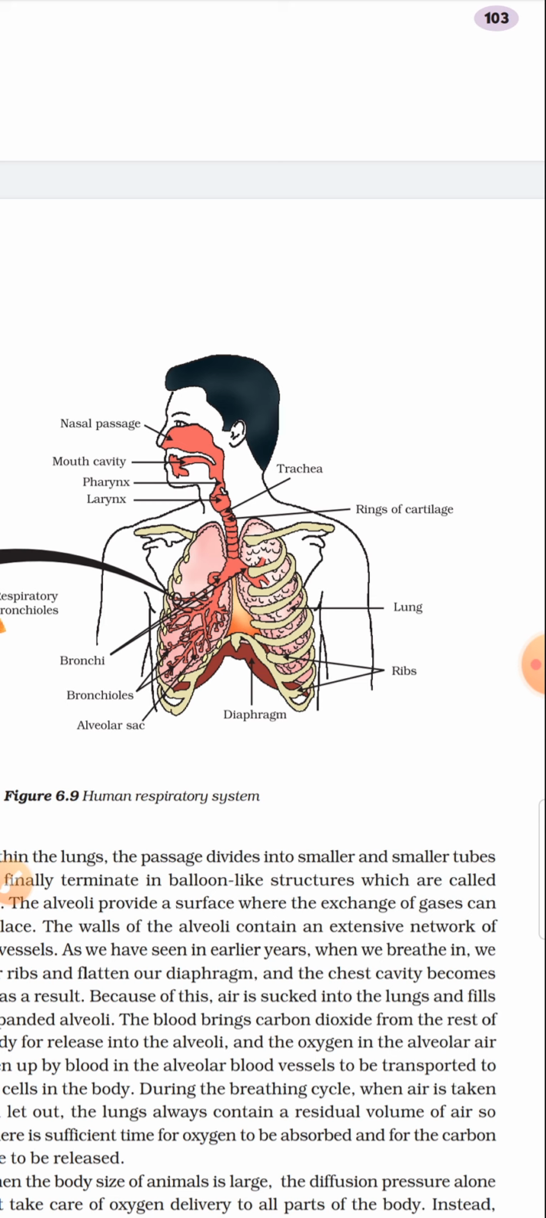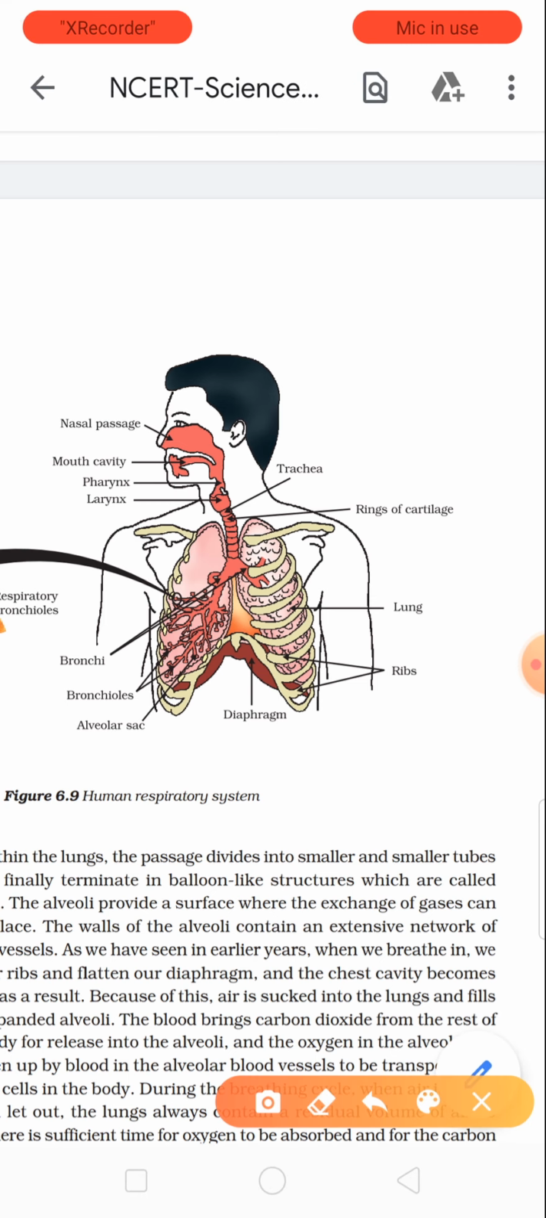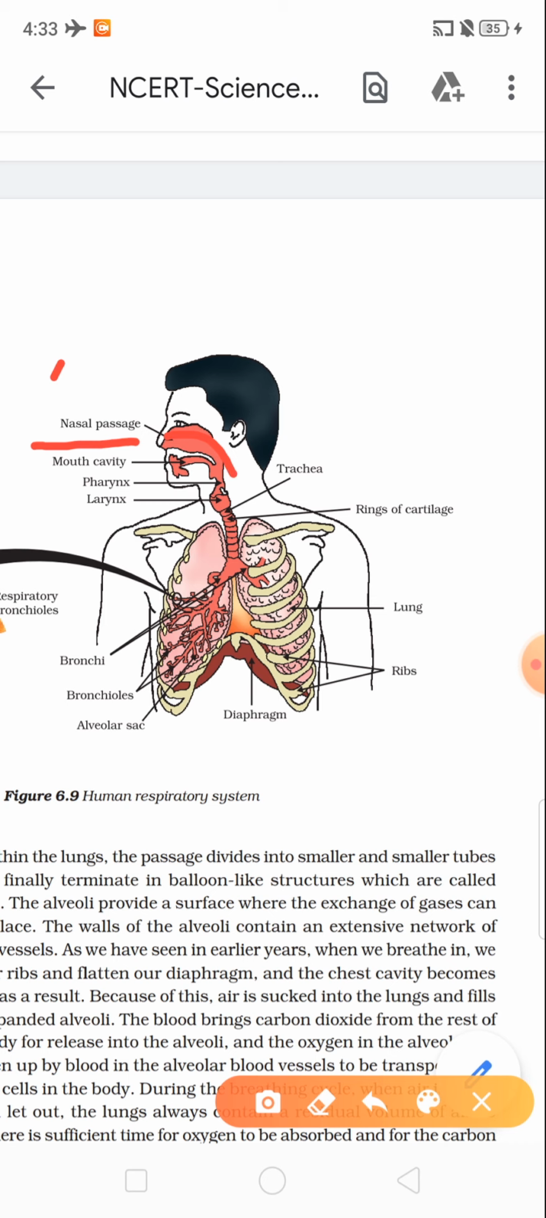So let's start. We are inhaling air with our nasal passage. This is the first point of entry. We have the nose, and inside the nose we have nostrils. The nostril will join into a nasal passage. The nasal passage will move downward into a region called the pharynx, followed by the larynx.